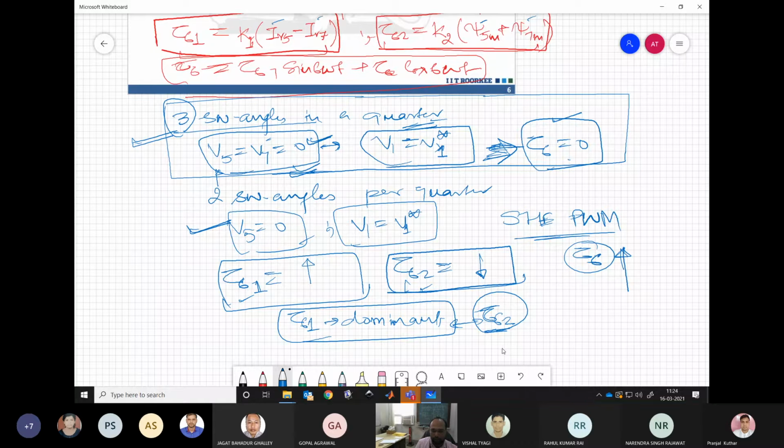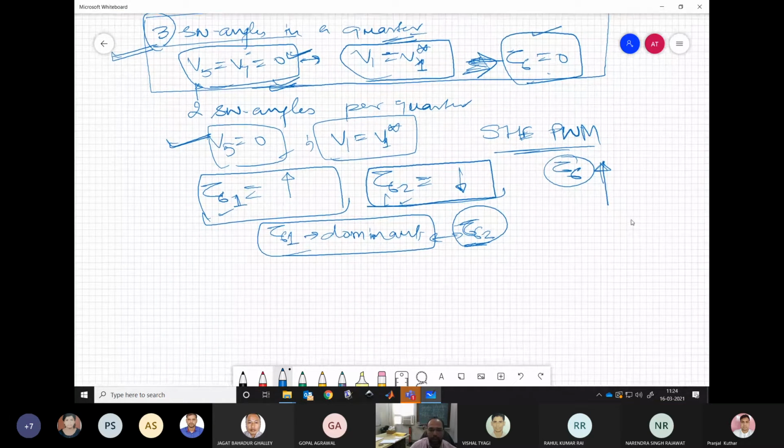Are you getting my point? So just blindly having SHE PWM in our system may sometimes be disastrous for our motor drive. So this is not good for the motor drive, to blindly eliminate. Getting my point? And these are proven results.